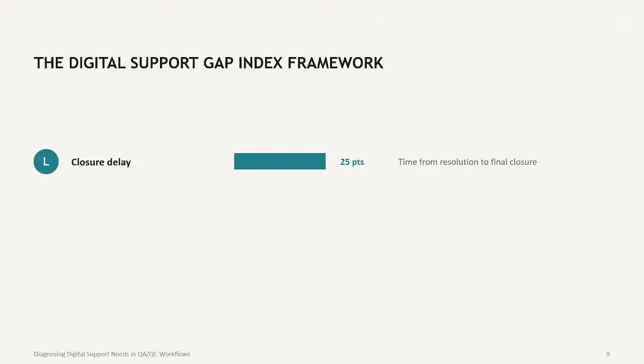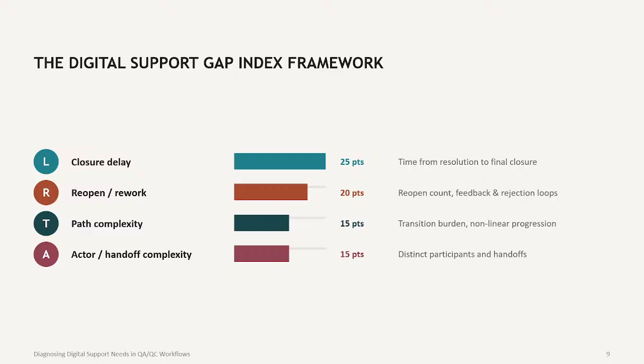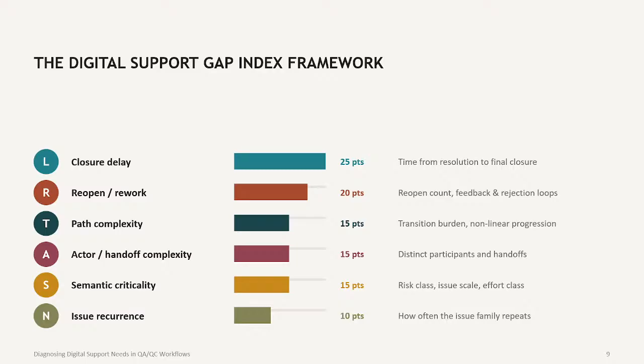Based on that, we proposed a framework for the Digital Support Gap Index, which consists of 6 components. One of the largest, with 25 points, is closure delay. Then reopen rework, which is how many times the issue went back and forth. Then path complexity, actor handoff complexity, semantic criticality, and issue recurrence. All of this sums up to 100 points. We assumed the distribution between them purely on our expertise.